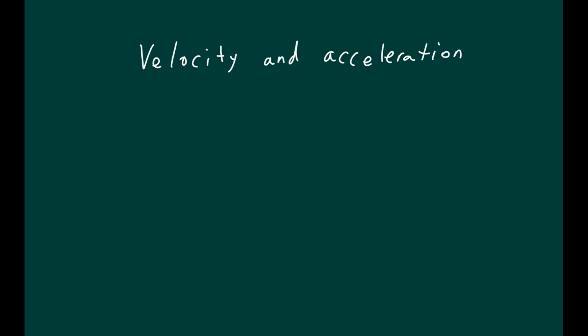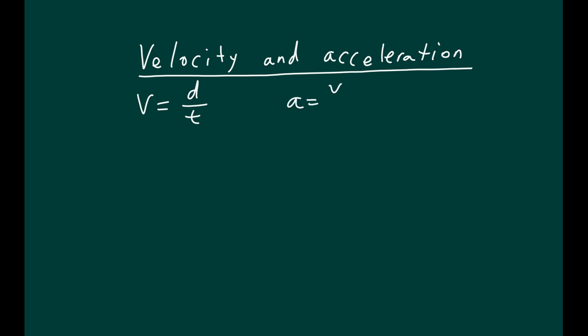Okay, so one thing I want to show you is how to calculate velocity and acceleration. Your basic equation for velocity is velocity equals distance divided by time. Your basic equation for acceleration is going to be your final velocity minus your initial velocity divided by time. So acceleration is change in velocity over time, speeding up or slowing down.